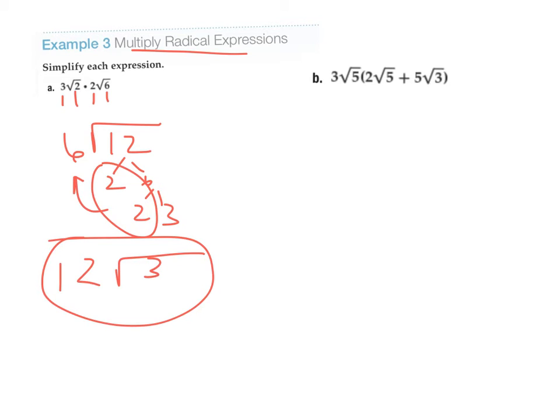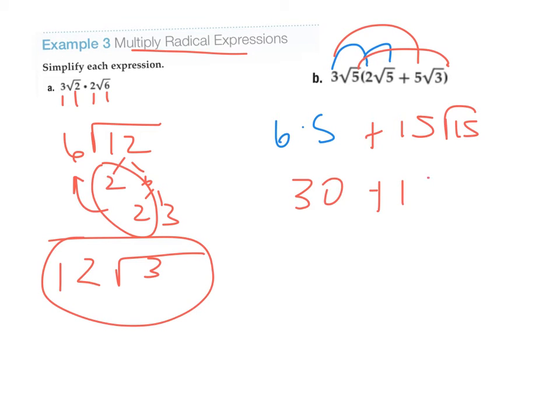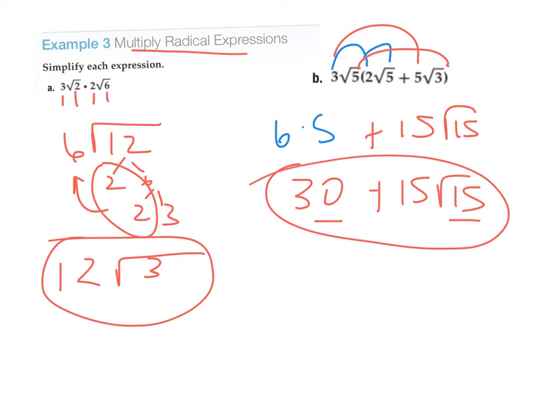Here we're going to distribute. So the 3 gets multiplied by the 2, which is 6. 5 gets multiplied by 5, but that's a pair. So in reality, the 5 comes out, so it's times 6. Then I'm going to do my 3 times my 5, which would be 15, and the 5 times the 3, which happens to be radical 15. So this is 30 plus 15 radical 15. And because they do not have the same radical, we can't add them, and so this is our answer.